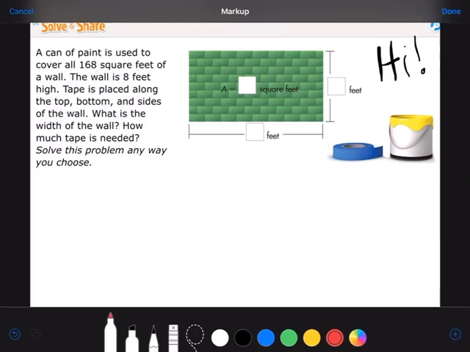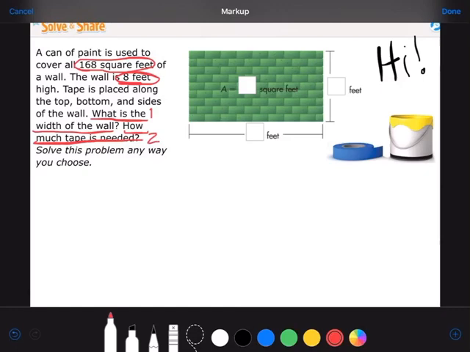A can of paint is used to cover all 168 square feet of a wall. The wall is 8 feet high. Tape is placed along the top, bottom, and sides of the wall. What is the width of the wall? That's our first question. How much tape is needed? That's our second question. So let's just start by filling in the parts we already know.